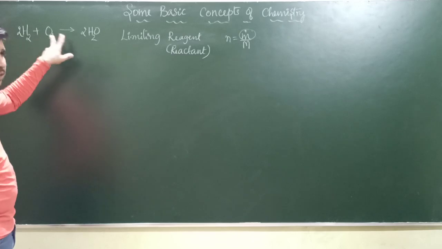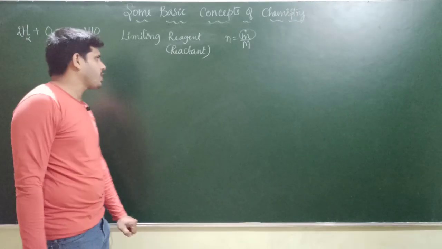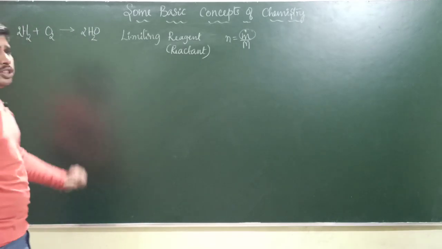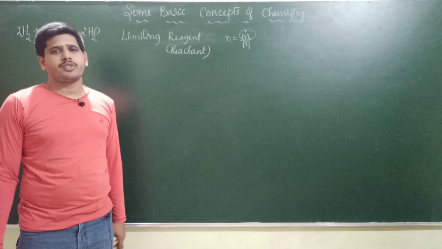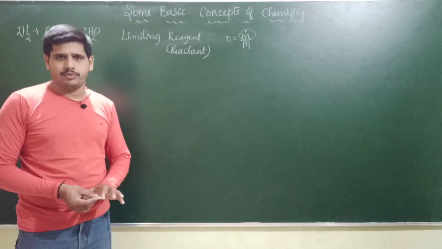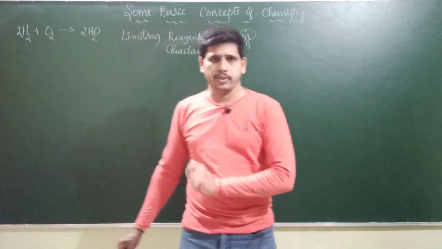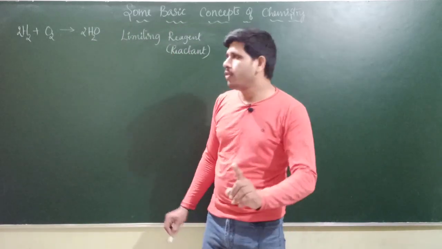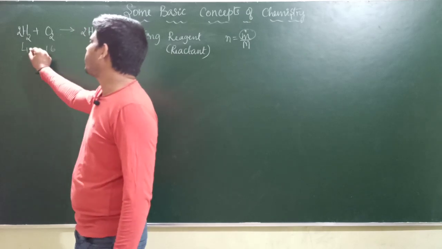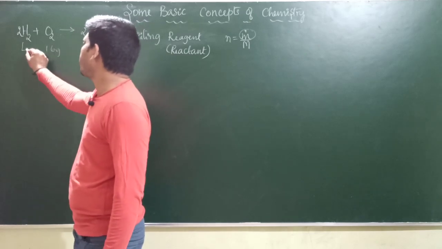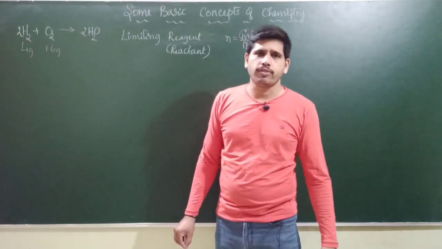How to get the solution for this type of problem? The first problem will be the same example I'll continue. Imagine in the question paper you get a question like this: 4 gram of hydrogen and 16 grams of oxygen are taken in a closed vessel to form water. Calculate the maximum amount of water formed. I repeat the question: 4 grams of hydrogen and 16 grams of oxygen were taken in a closed container to get water. Calculate the maximum amount of water formed.